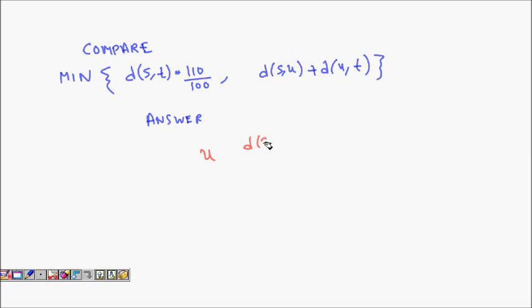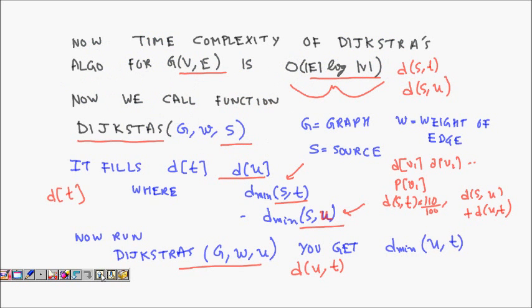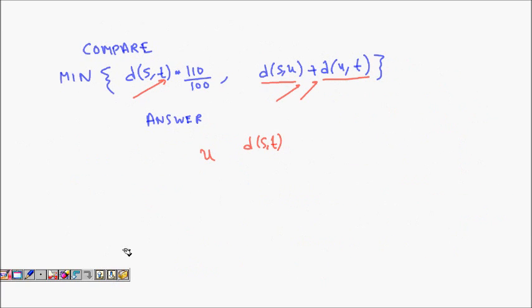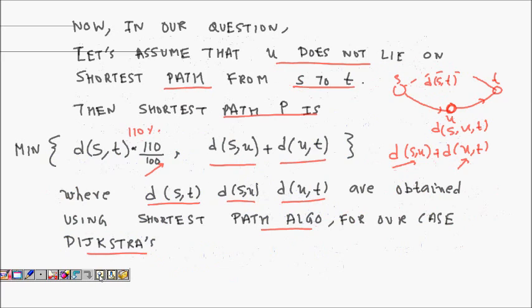Now if U is already on the path from S to T, then there is no problem, there will be only one answer. In fact, even then if you run this, this one will be smaller, because d(S,T) will be equal to d(S,U) plus d(U,T). So this is how we get the shortest path, and we will prove that.